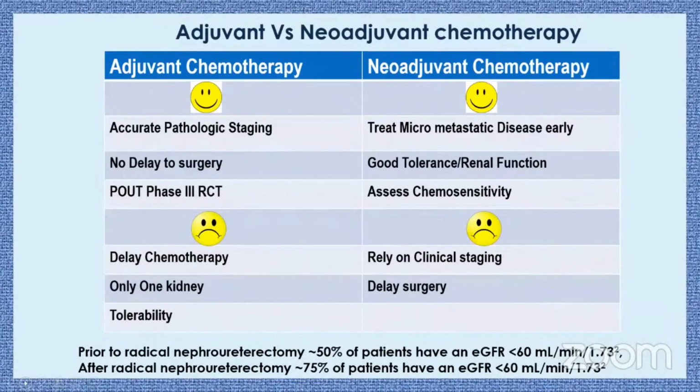Assess the chemosensitivity, so we can use the chemo drugs post-operatively also if needed. And it relies on the clinical stages and delays the surgery. These are the two negative points for the neoadjuvant chemotherapy. So we can say that either neoadjuvant or adjuvant chemotherapy, whatever it is, it should be part of the treatment for high risk, high grade upper urothelial tract malignancy.